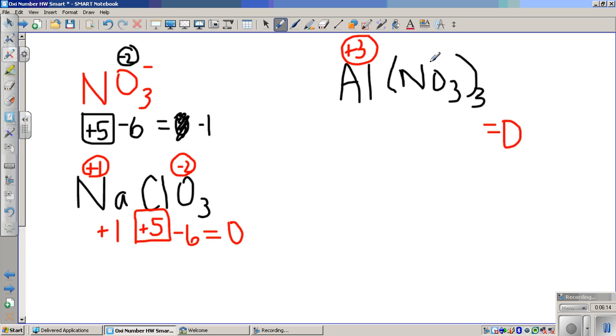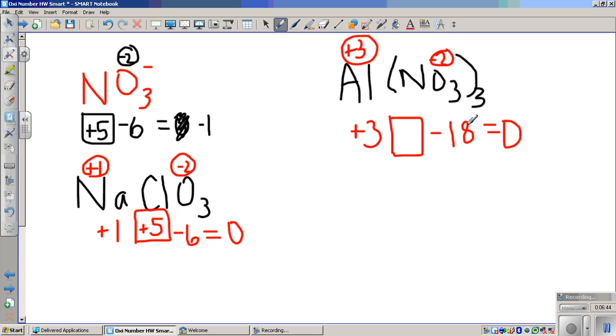Then we look for hydrogen. We don't have hydrogen. Then we look for oxygen. So oxygen is going to be a minus 2. So now we need to go through and total them all up. So aluminum has a plus 3. We don't know nitrogen. Put a box there. And then oxygen. I know each one's minus 2, and I have 9 oxygens. 3 in here, and then it's times 3. So that's going to be a negative 18.